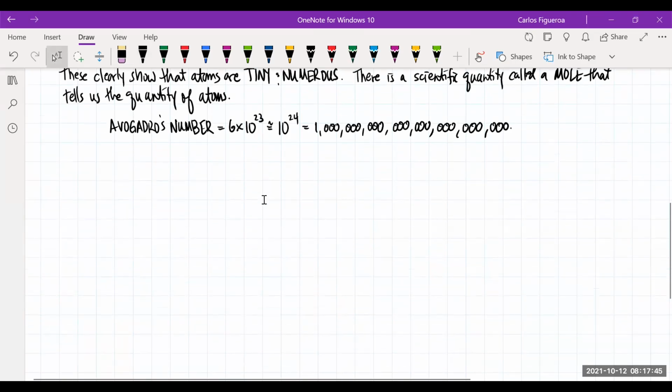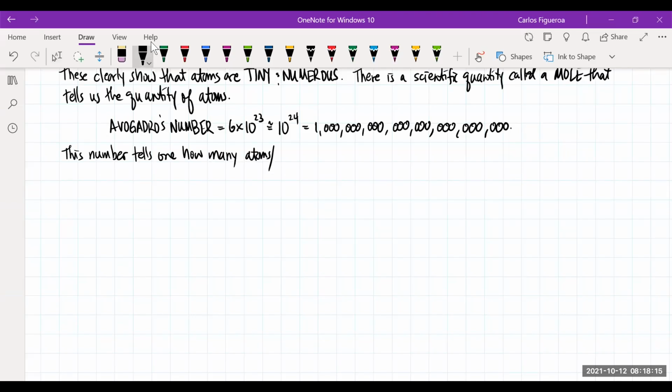So how do we use Avogadro's number? The way we use it is that it's associated with the mole, and Avogadro's number and the mole are really inseparable. This number tells one how many atoms, or we could talk about molecules too, we could talk about anything, are in a substance.